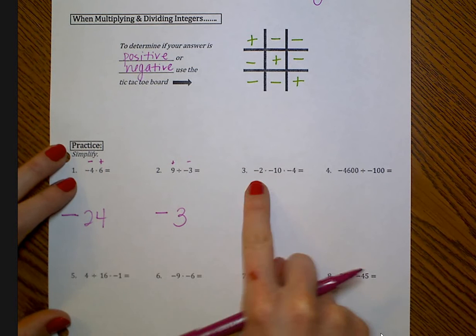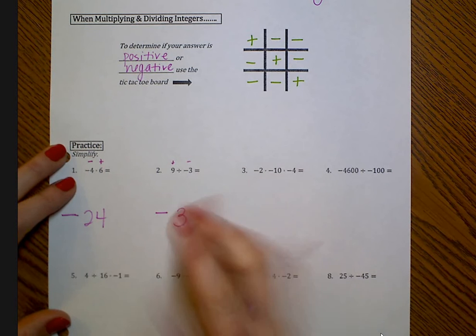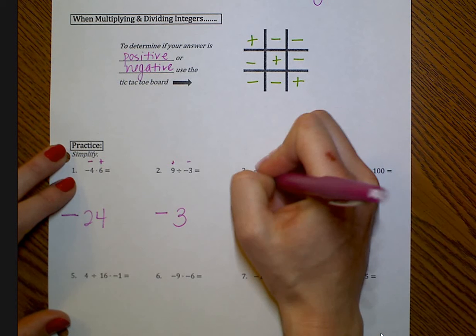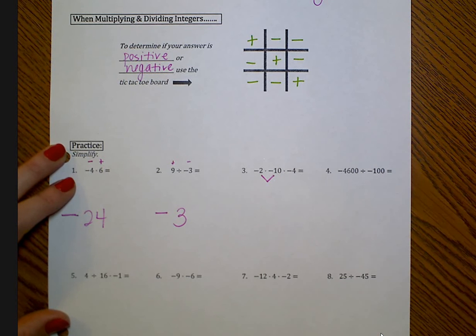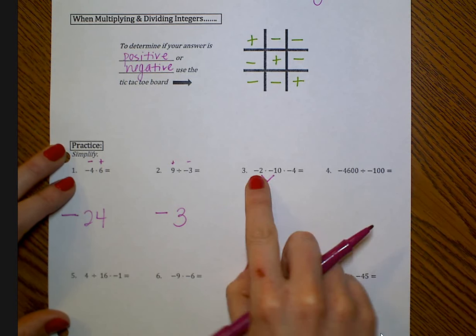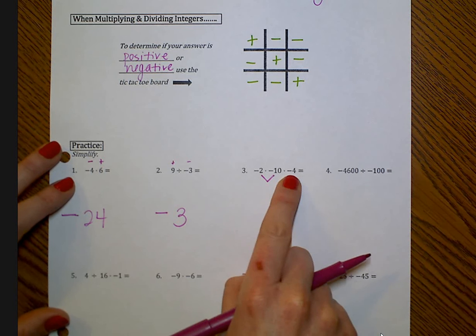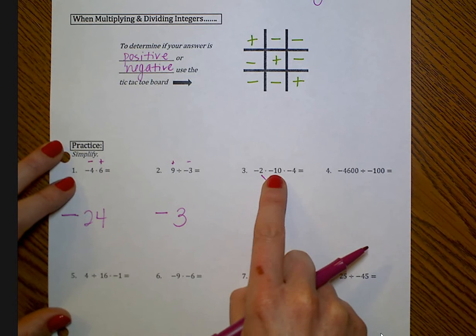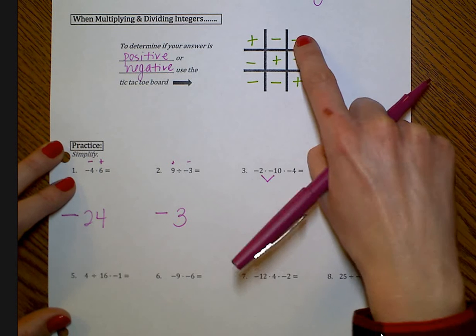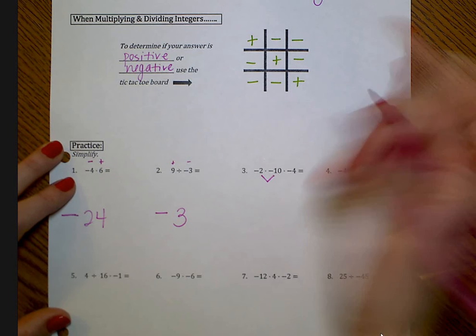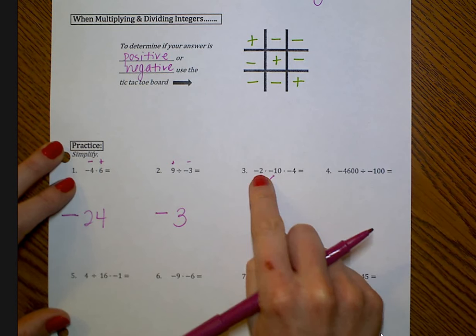If you've got 3 numbers going on, you just read it from left to right. So I'm going to work out the first multiplication, the first product here, before I think about the negative 4. I see a negative times a negative. A negative times a negative is a positive. And 2 times 10 is 20.